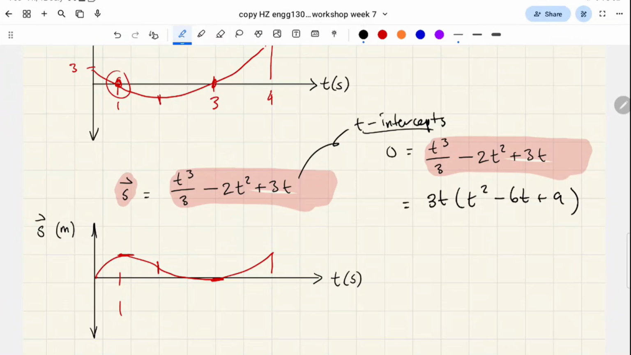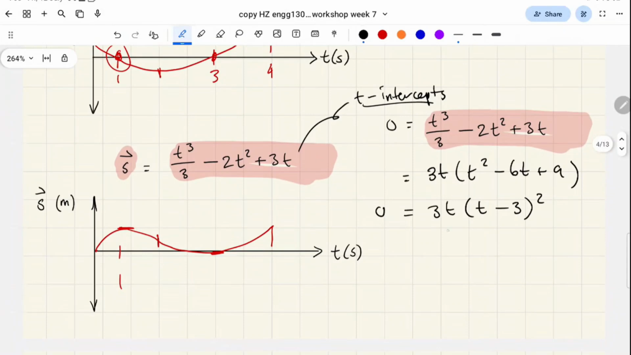We pull out t. We pull out 3. Anyway, you bring out all that stuff. 3t comes out the front, right? And then we've just simplified the equation, and you get this. So t is equal to 0, as well as t is equal to -3 and t is equal to 3, right?